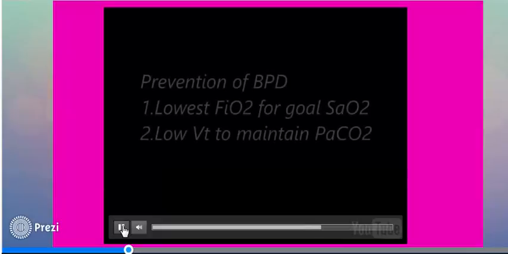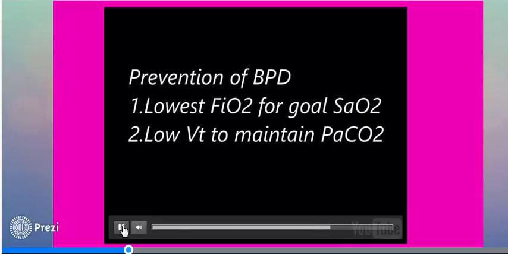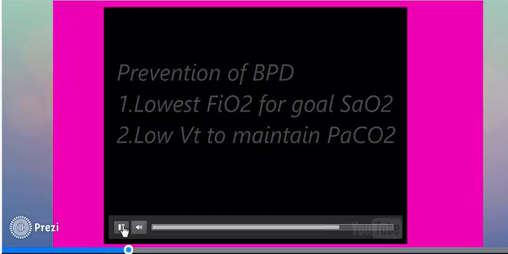And prevention of BPD would be to go as low on your FiO2 as you can just to maintain the same sats, and use low volume ventilation.